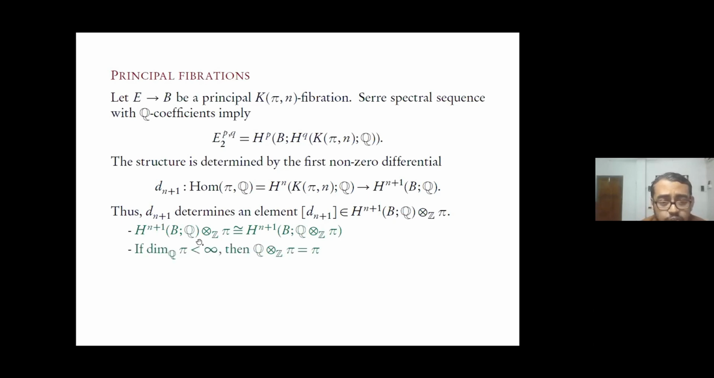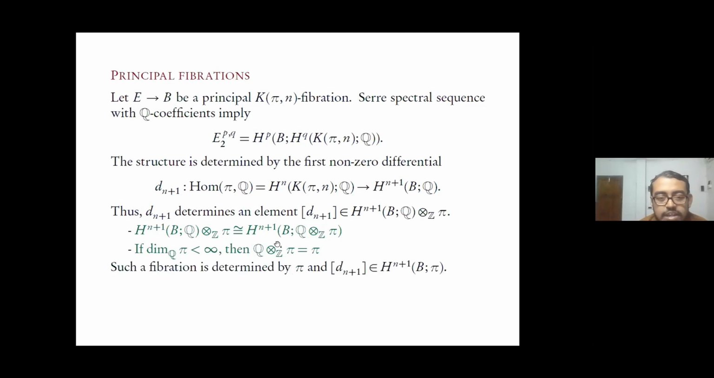Second is, of course, if I now assume that pi is actually a rational vector space. So far pi was an abelian group. But if pi is a rational vector space of finite dimension, then I can also conclude that Q tensor pi over Z is nothing but pi. So with this assumption that pi is a rational vector space of finite dimension, I can replace this entire thing with pi, right?